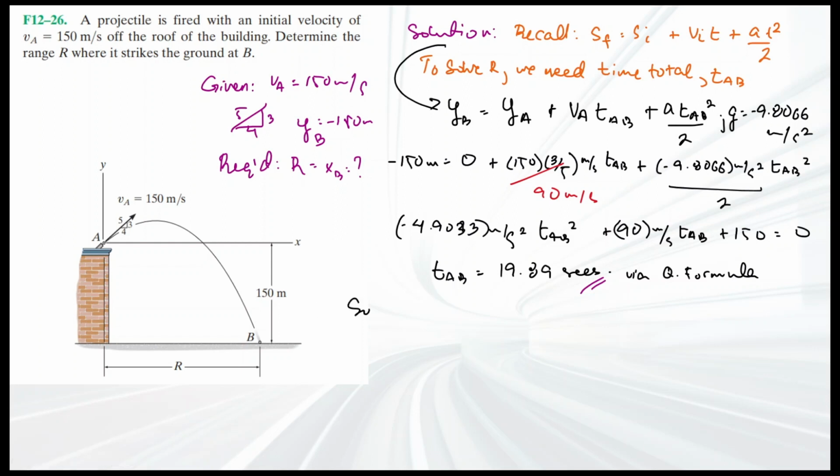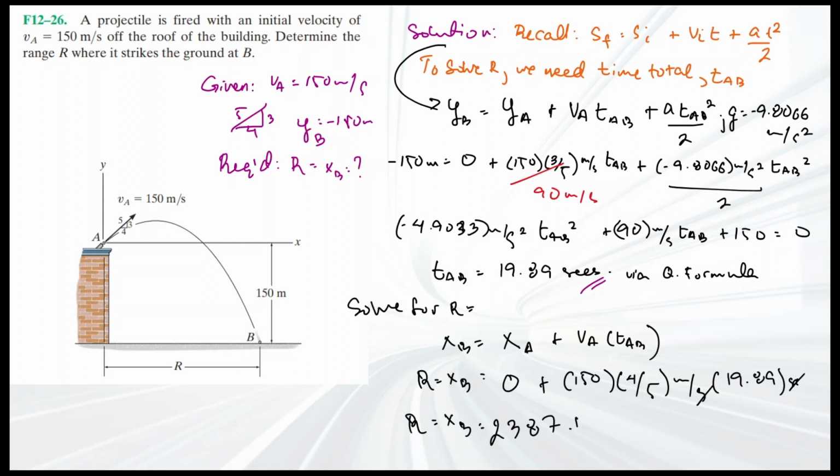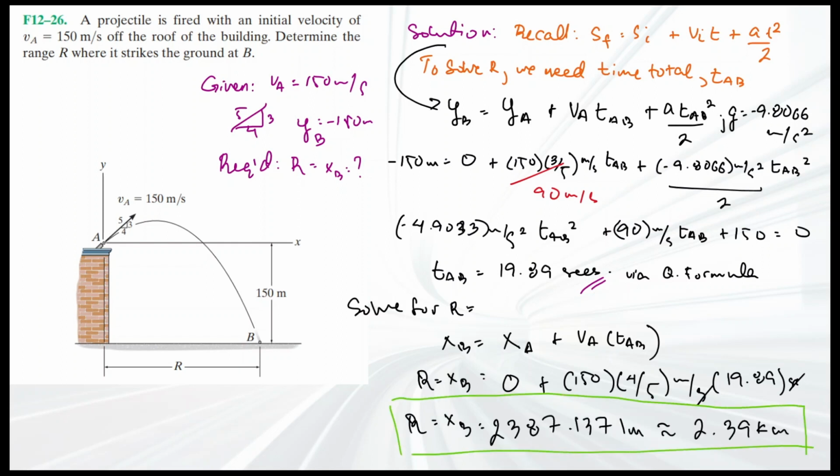Next up is this one. So now we're going to solve for R. This time we're going to be using the horizontal components and a lot simpler formula: the X final position equals initial position plus VA TAB. So in this case, our XA, we know that's going to be 0. We already have VA for the horizontal component, so that's going to be 150 times 4 over 5. We already have TAB at 19.89 seconds. So we just substitute everything here and cancel, and we will have the answer at 2.39 kilometers. Okay, there you have it.